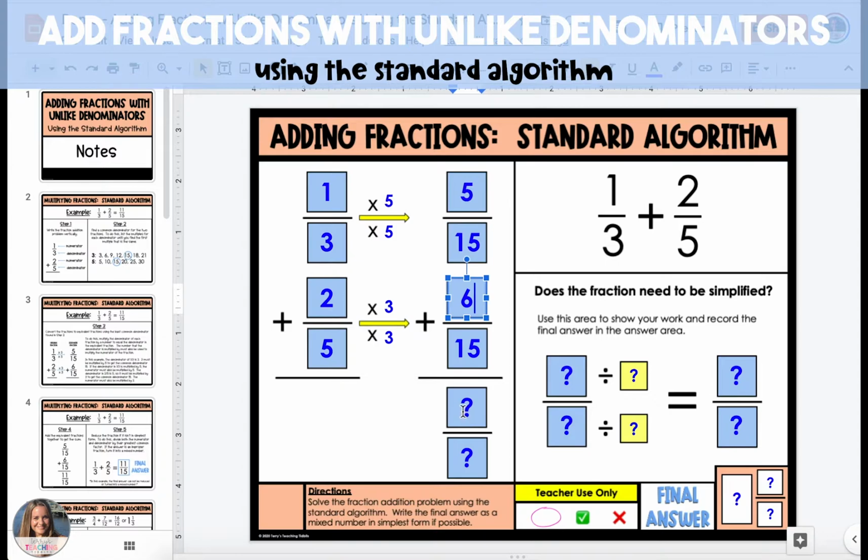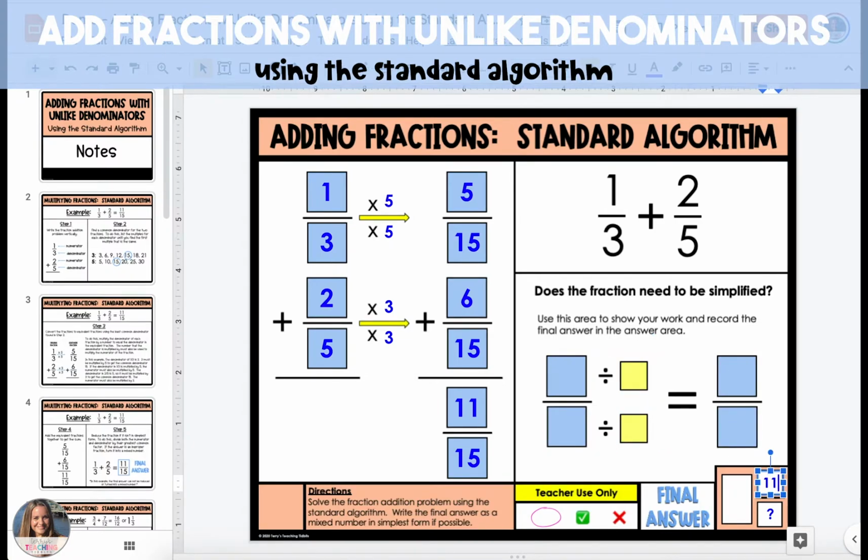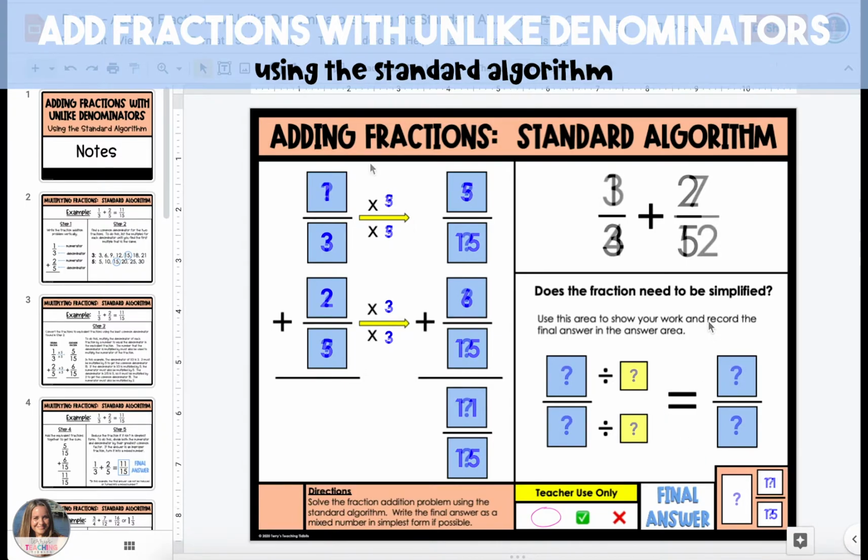Next, we add the two fractions together. 5/15 plus 6/15 is 11/15. And then we determine if we can reduce the fraction. In this case, we cannot reduce 11/15. So in the bottom right corner, we're going to type the final fraction answer of 11/15.